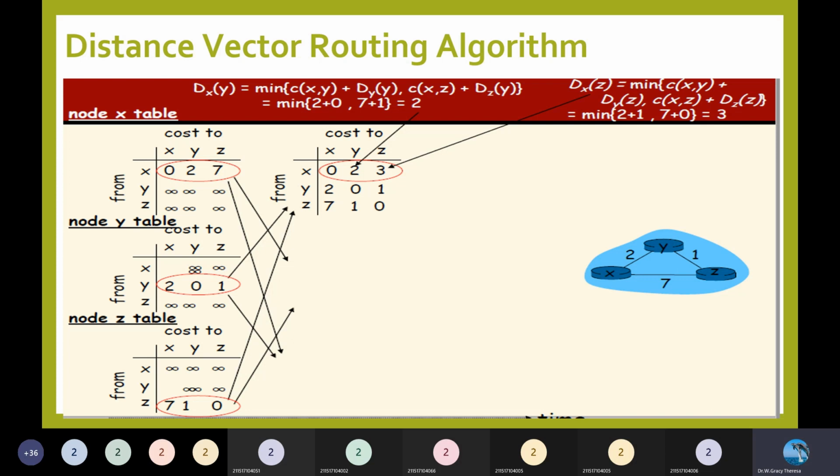According to y, y reaching x is 2. If y wants to reach y, it is 0, and y reaching z is 1. That is the initial table of y, and of course this is the initial table of z.